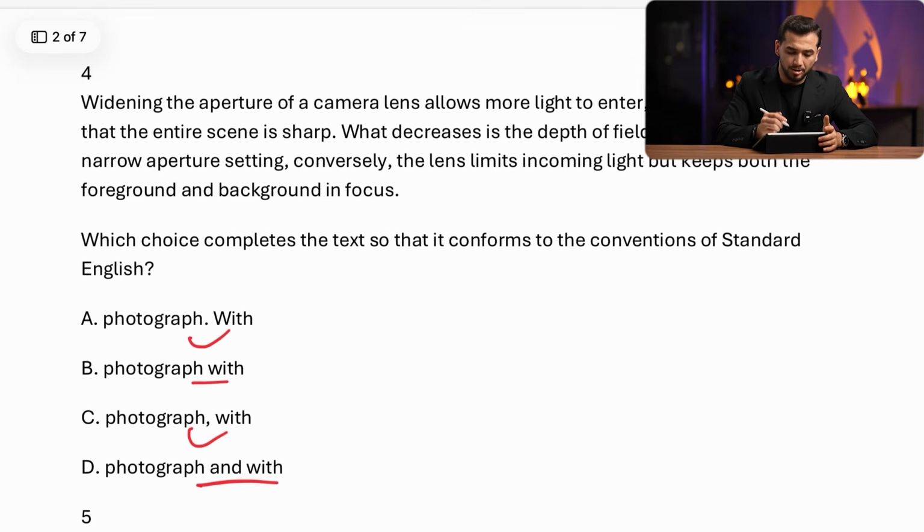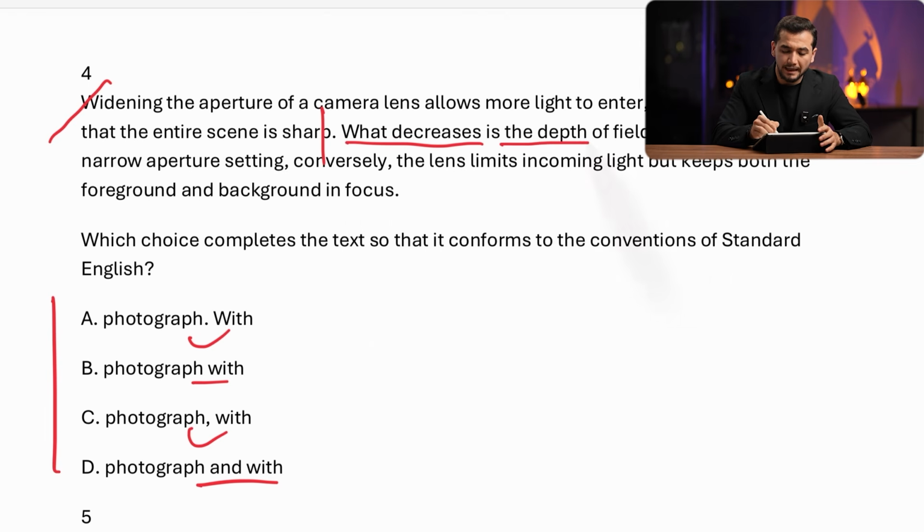For example, here, because it's punctuation, guys, you just have to start from the very beginning of the blank sentence, not the very first sentence. So, for example, what decreases is the depth of field visible in photographs. Now ask yourselves, is that independent? What decreases is the depth. Yes.